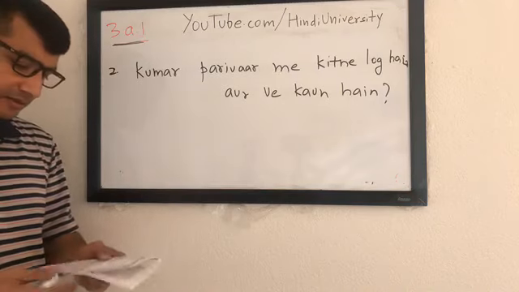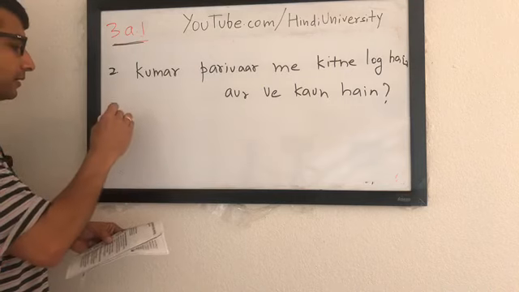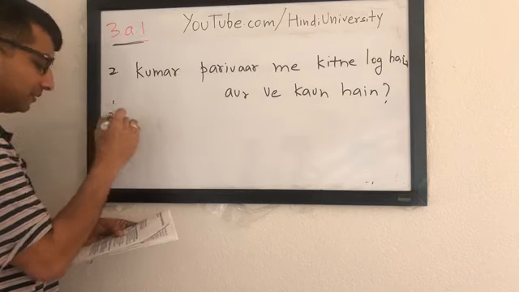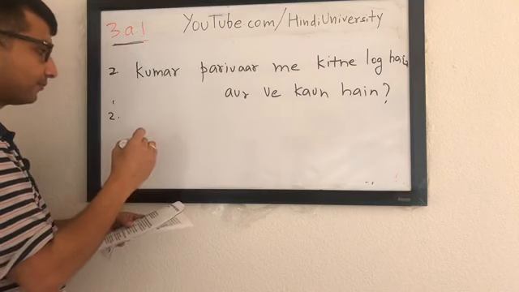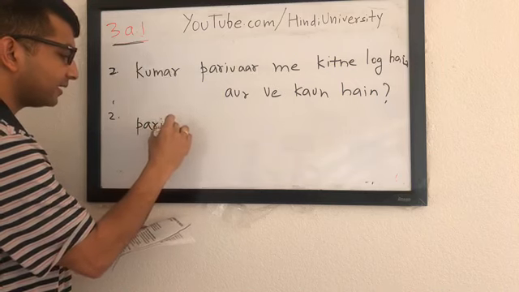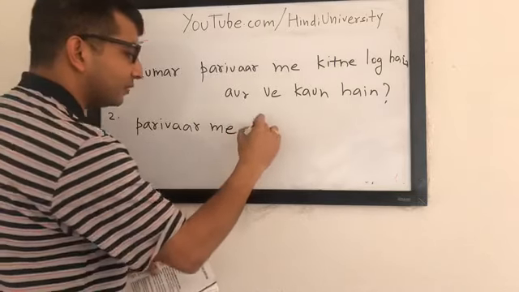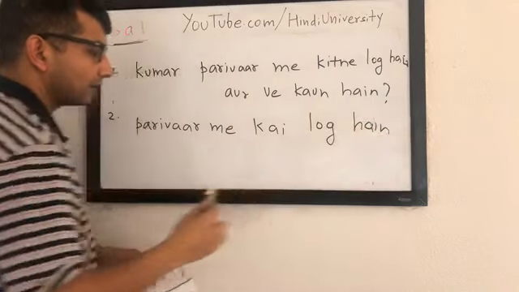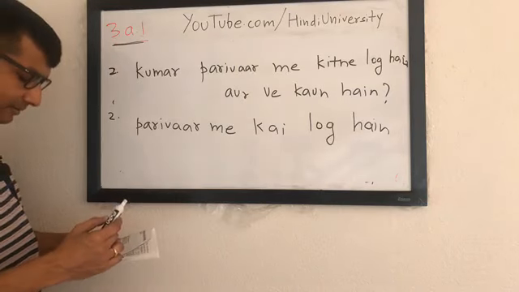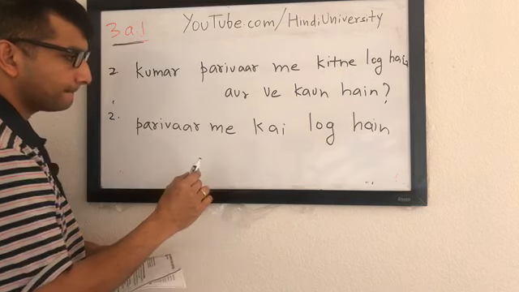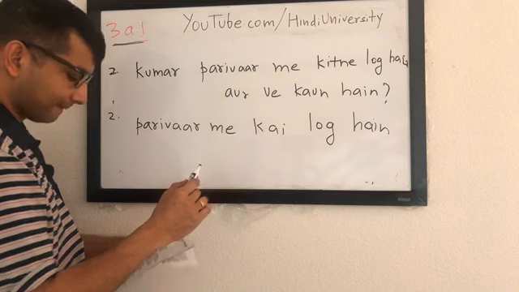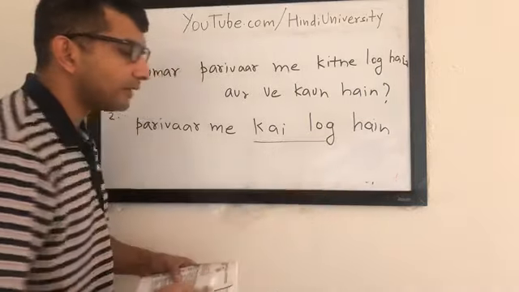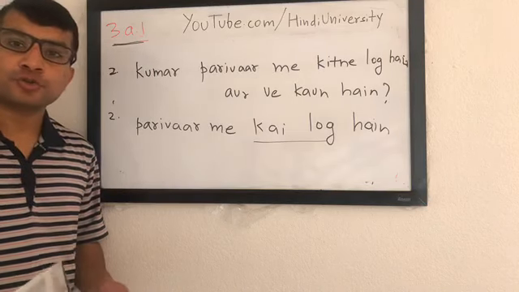In which line are they giving the answer? The fourth line. And what is the answer? How will you respond to it? Say it again. परिवार में कई लोग हैं. Awesome. And what does it mean? There are several people in the family. That's right, there are many people in the family. When you say कई लोग, it means many people. कई students, many students.